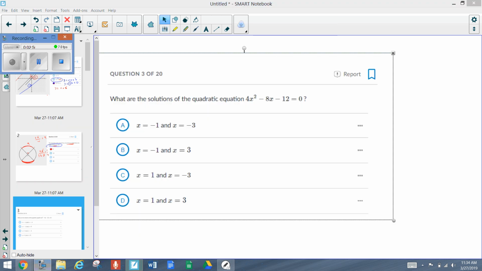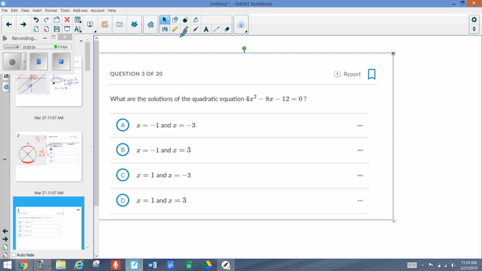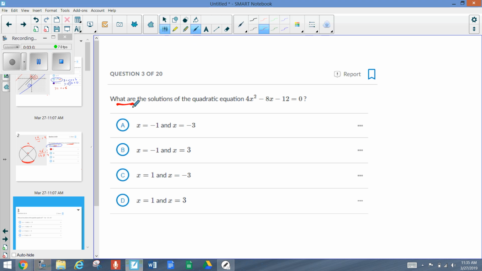Since this is a test, we'll just plug it in. So what are the solutions? Are, that's plural, right? What are the solutions of the quadratic equation? There's supposed to be at least 2. So as you see, answer choices are 2.